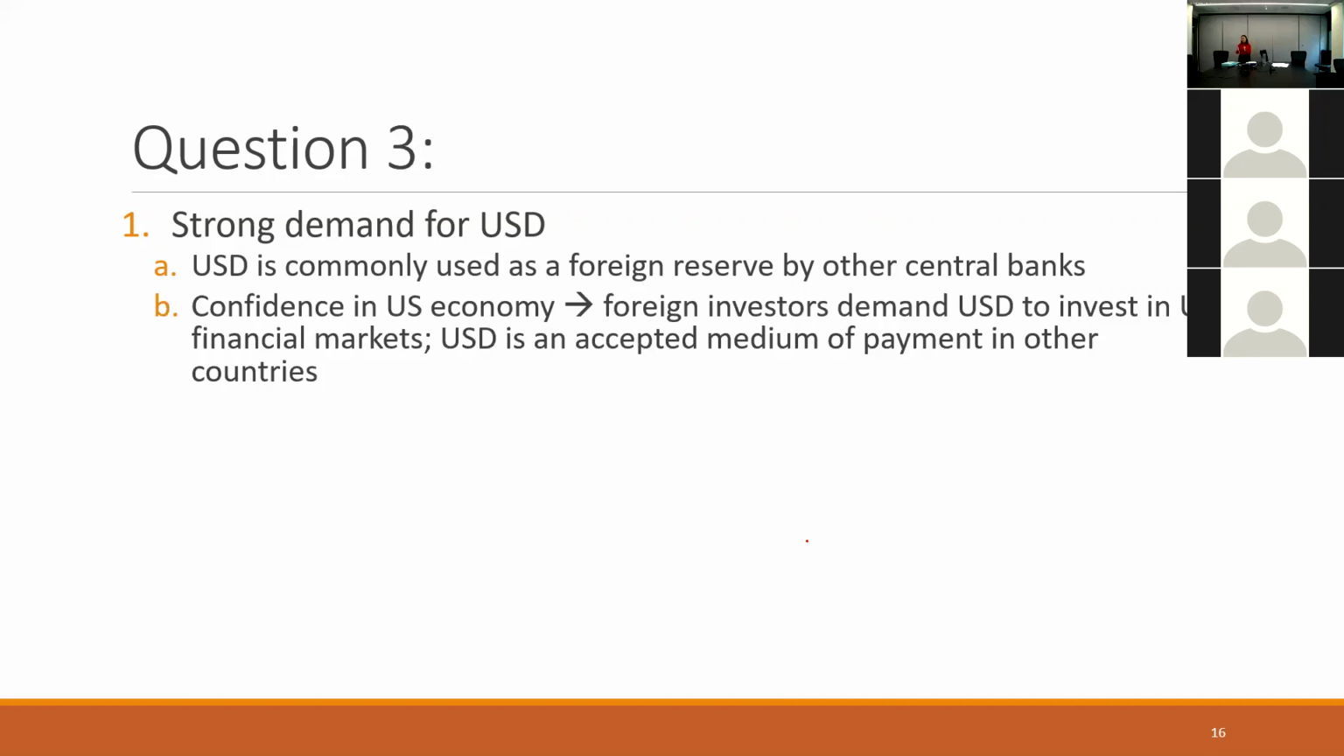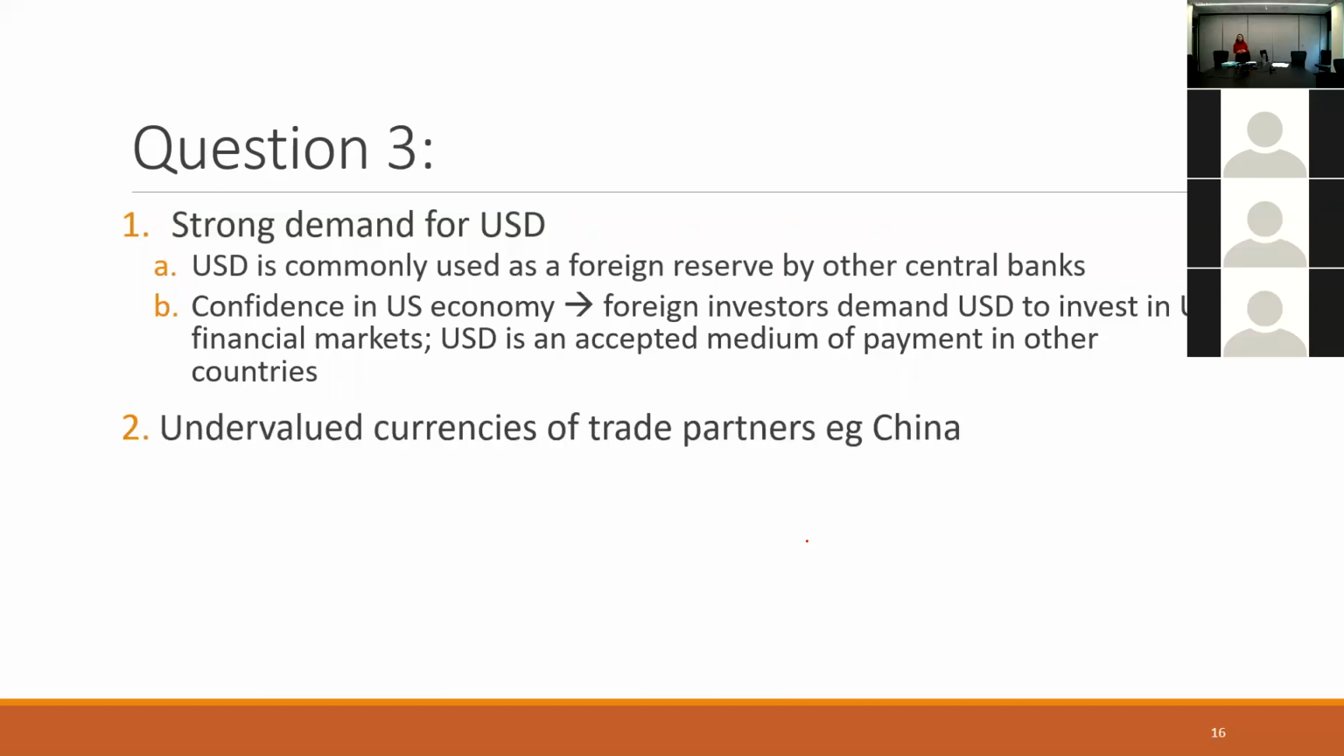And as they invest in financial markets in the US, they create a demand for the USD as well, right? When you have a strong demand for a currency, what happens is that the value of that currency would also be quite high, yeah? Your currency would also be quite expensive. And as a result, it makes goods and services produced in the US less competitive relative to other countries, right? And that explains why they have a low level of exports.